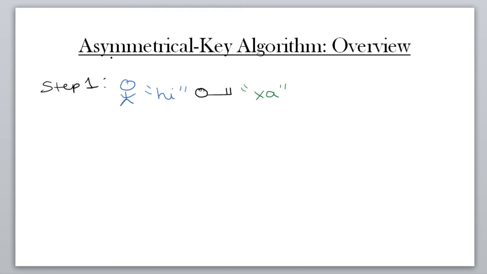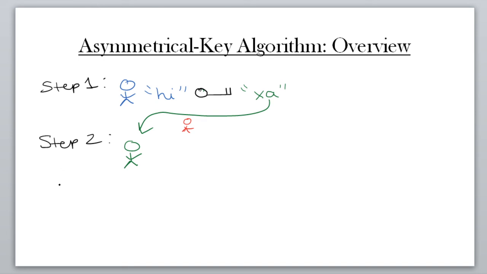So now let's move on to step 2. Step 2 is that the sender sends this ciphertext to the receiver, her friend. While this message is being sent, if somebody does happen to intercept it, then they wouldn't be able to understand it because it only reads XA, which is not a word that makes sense.